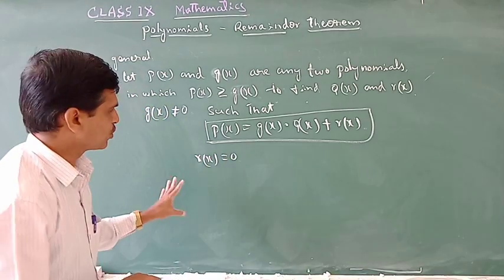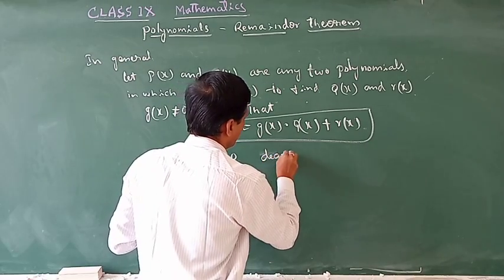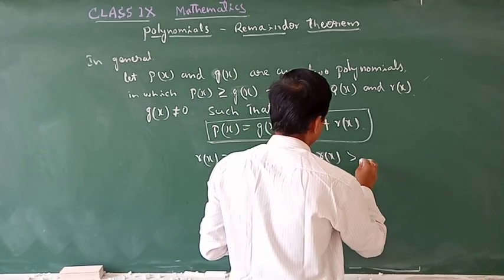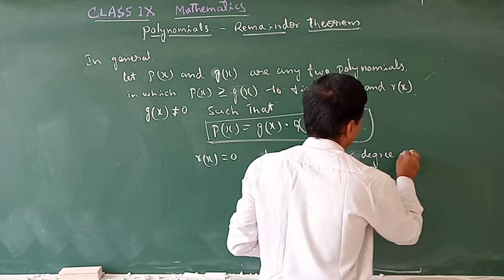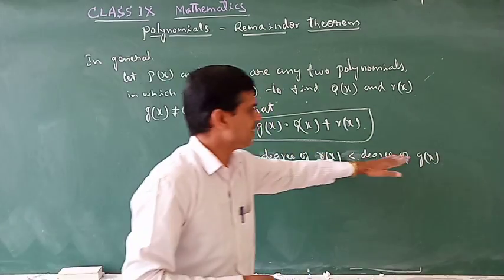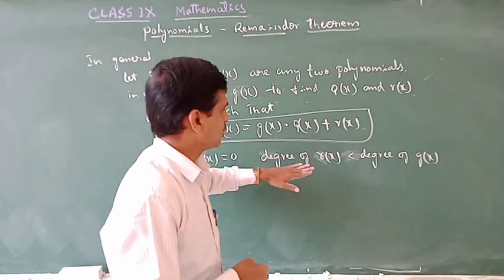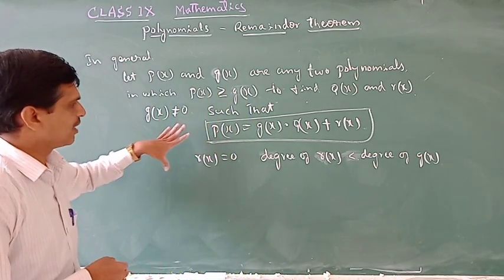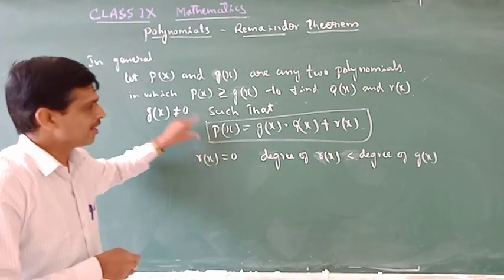If r of x equal to 0, or else the degree of r of x is less than the degree of the divisor, the degree of g of x. The degree of the divisor is greater than the degree of the remainder. So this should be compared. Based upon this, we can check and verify the result through these general formulas. This is the general form of how to check the division of a polynomial.